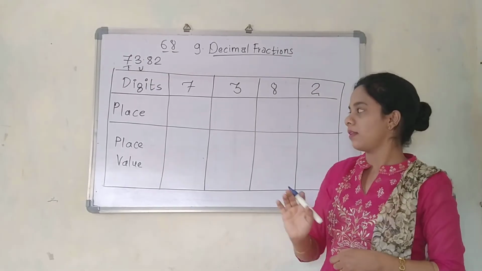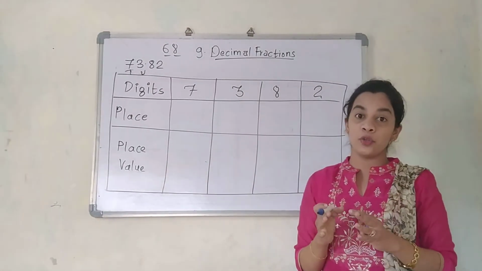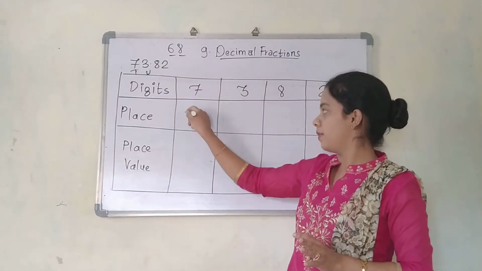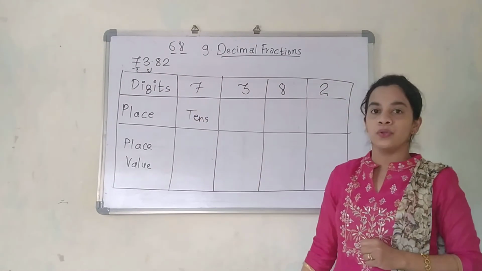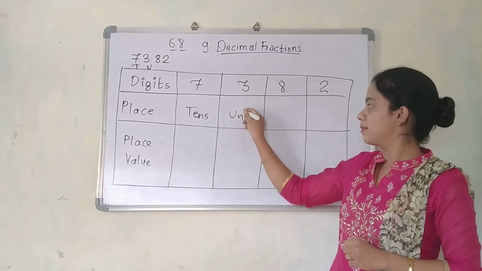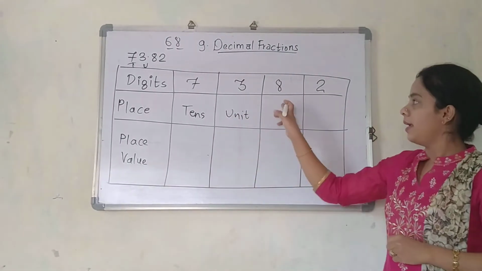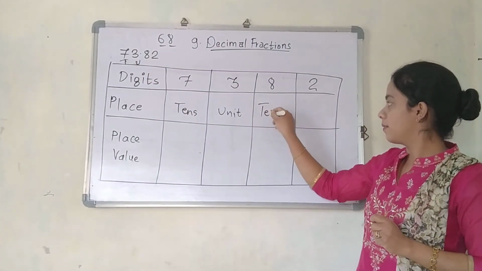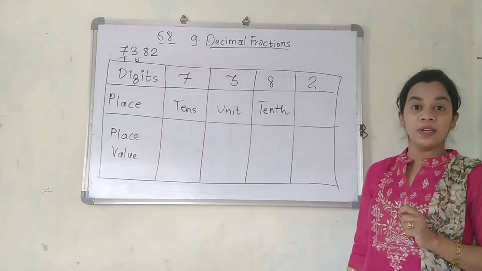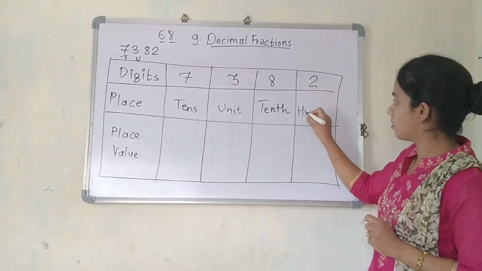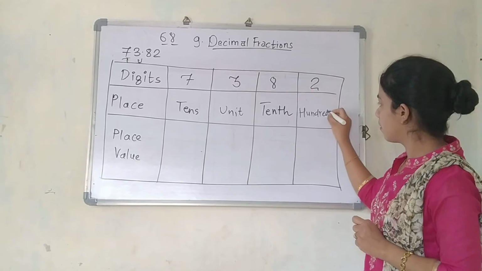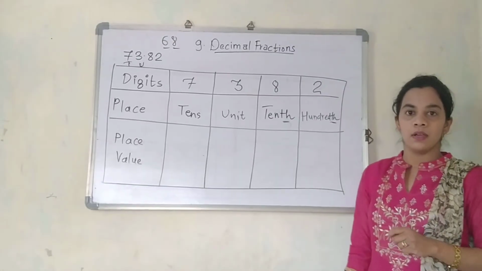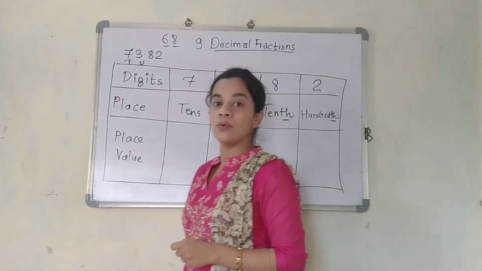Fine. Their places: for which place are they standing? 7 is standing for the tens place, so I am going to write tens over here. 3 is standing for the unit place. 8 is standing for the tenth place. Just see the word, tenth. And 2 is standing for the hundredth place. Just see, I have added this th at the end. So now our next part is to find out their place values.